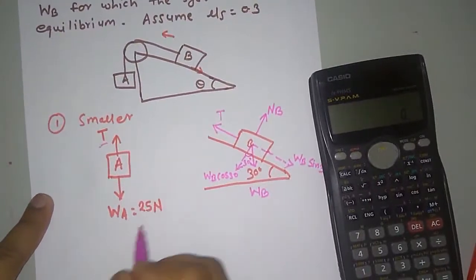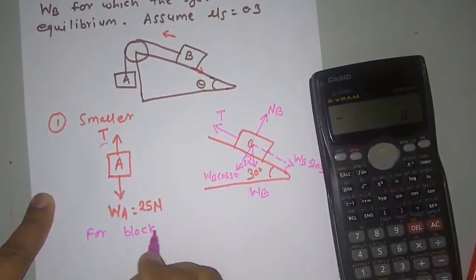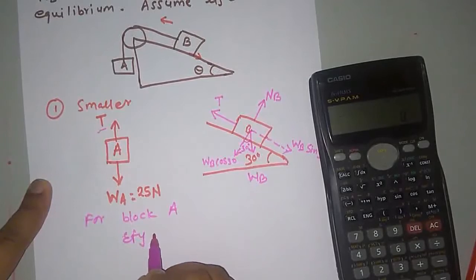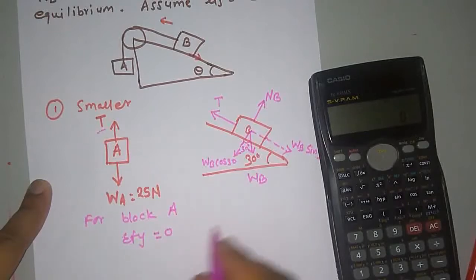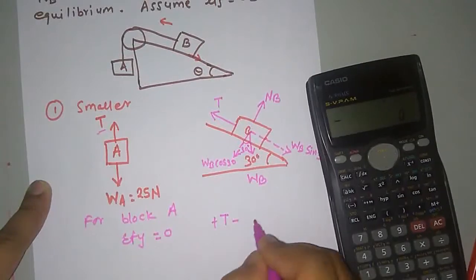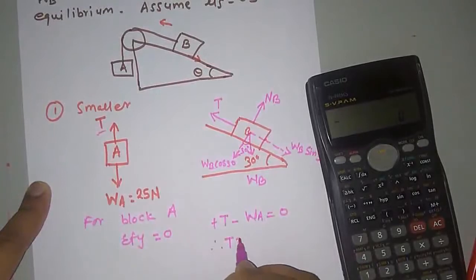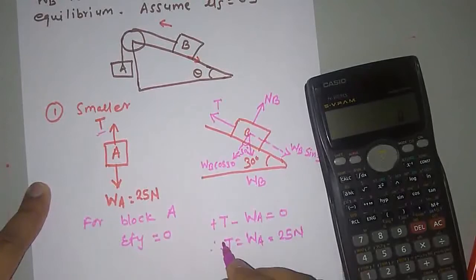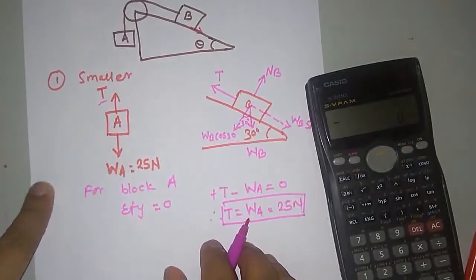Now see here for block A. If it is in equilibrium, summation Fy will be 0, right? Then T is going upward, so positive, minus WA is 0, so T is equal to WA, which is equal to 25 Newton, right?